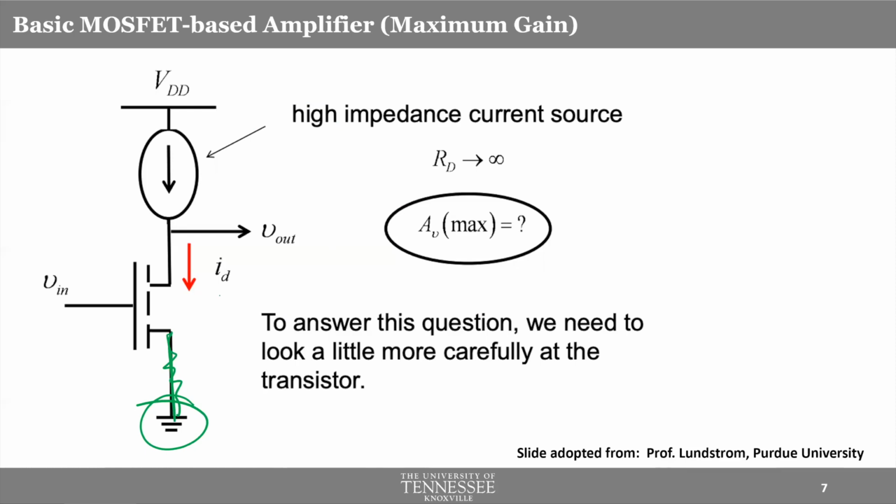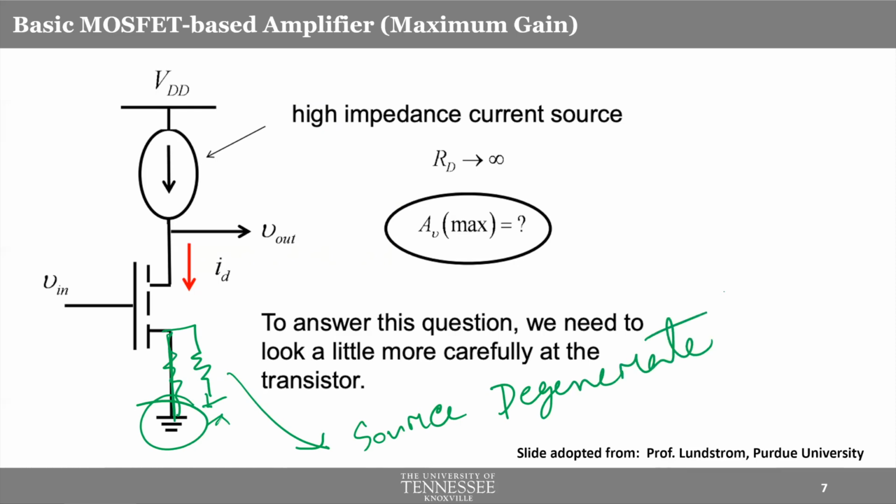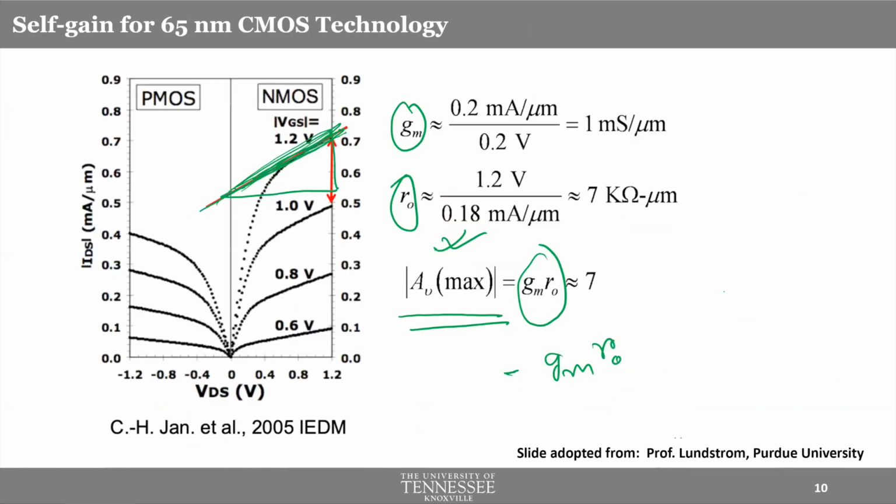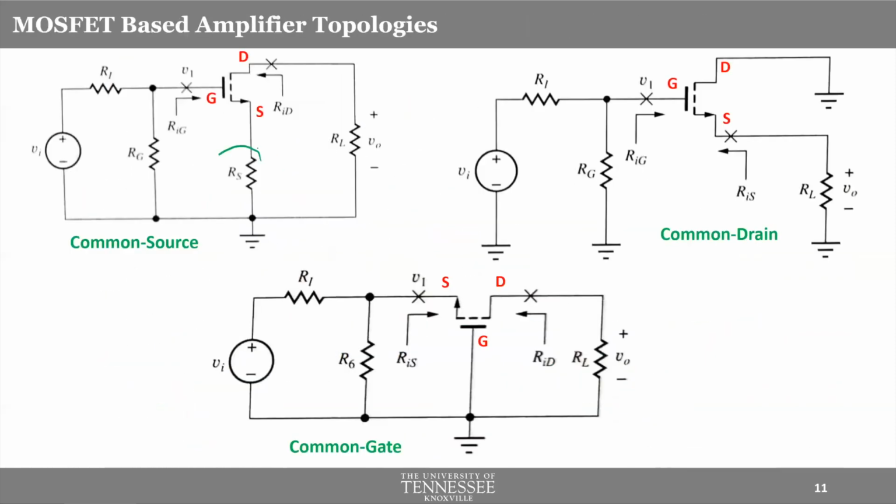There are certain topologies where we use a resistance between the ground and the actual source terminal. And this type of topology is called source degenerate topology. Okay, so when you have a resistance connected between the ground and source terminal in a common source amplifier, that's called a source degenerated common source amplifier. So they have talked about source degenerated amplifier.